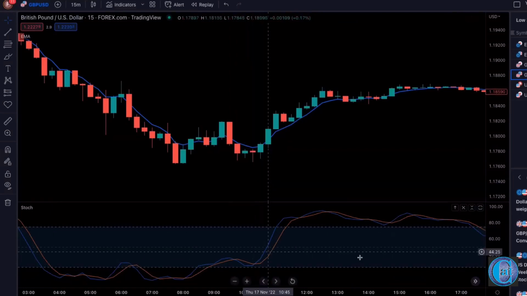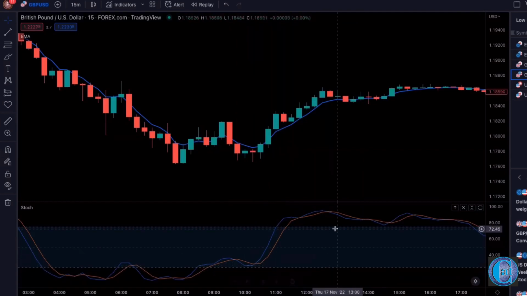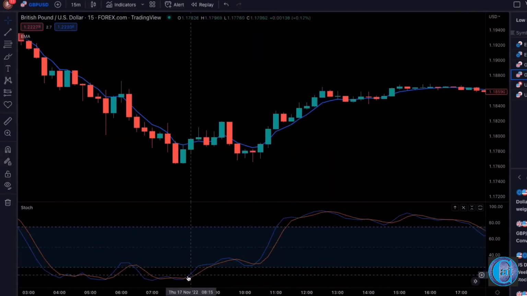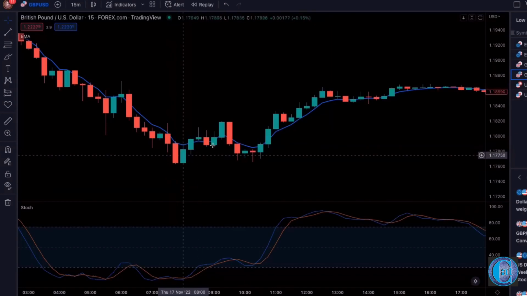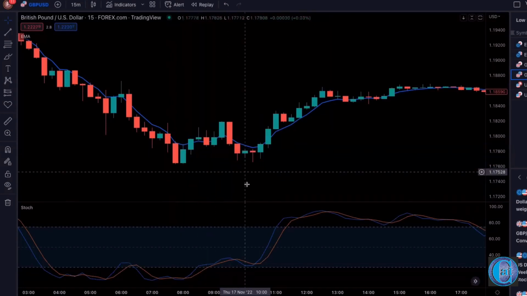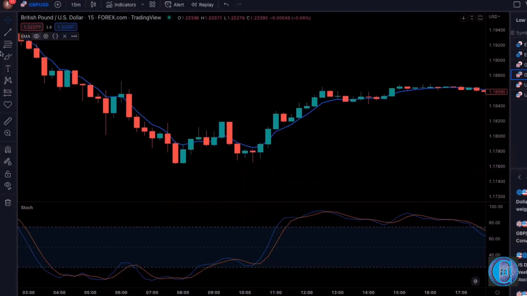Okay, and you want the stochastic to be within the range of that 25 to 75. You don't want it to be outside, right? Like over here, you had a positive crossover right here, but you see how it just came back down. So you want the stochastic to be inside that channel.